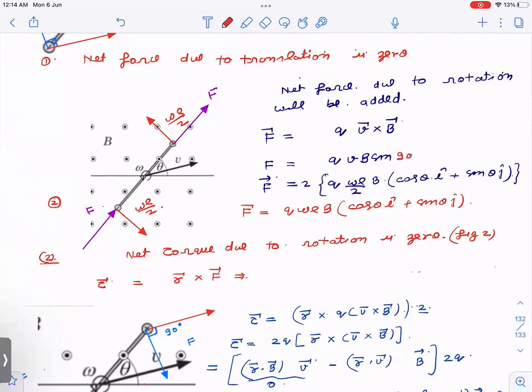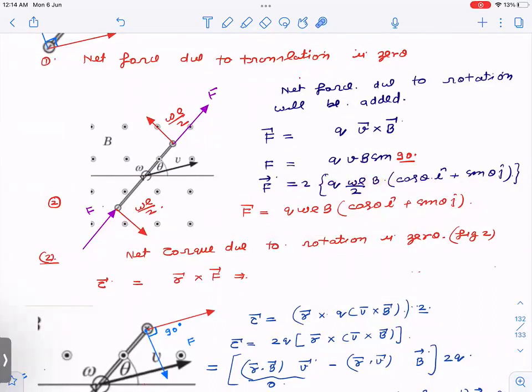Or I will just write 90, because here the angle between the velocity and the magnetic field is 90. So sine 90 becomes 1, velocity is omega L by 2, magnetic field is B, and the force is along the length of the rod. This angle is theta, so along this rod, what is the unit vector? Cos theta i cap plus sine theta j cap. So that's it. This is the answer for the net force acting on the rod.